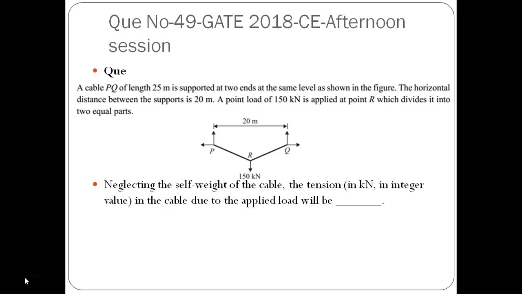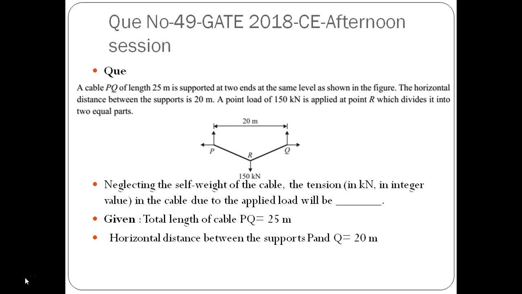So the given parameters are total length of the cable, that is PQ equals to 25 meter, whereas horizontal distance between the support P and Q, that is equals to 20 meter, and point load is given as 150 kilonewton. So if the point load 150 kilonewton is given, so vertical forces at point P and Q, that will be equals to 150 divided by 2, 75 kilonewton each.